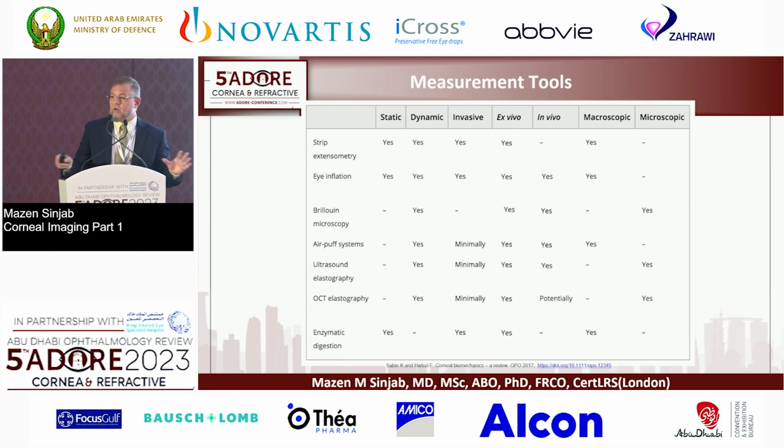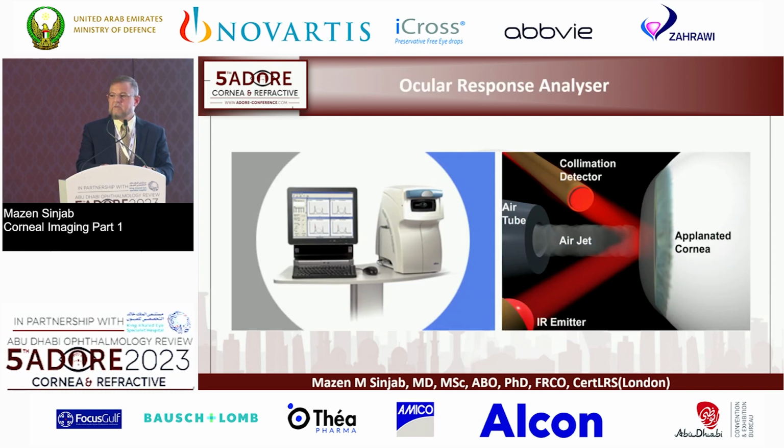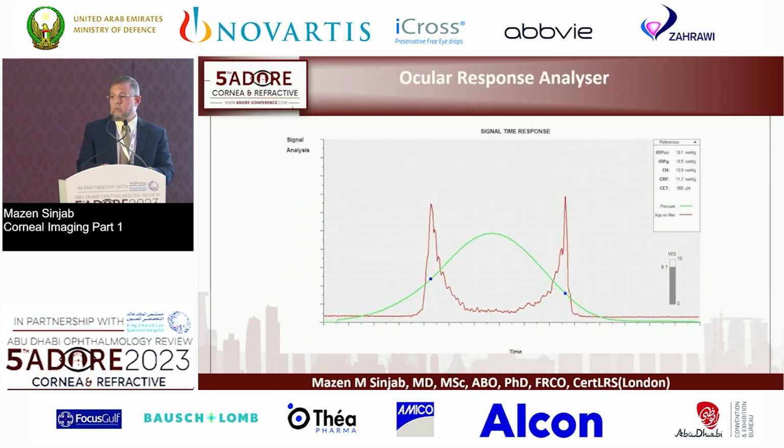Finally, corneal biomechanics. There are a lot of measurement tools, but most of them are experimental and still not clinical. The only 2 clinical tools are the ORA, the Ocular Response Analyzer, and the Corvis. Now, of course, the idea of the Corvis came from the ORA, which applanates the cornea and measures the deviation of light with the inward and backward movement of the cornea. And then it gives you a waveform and it gives you some parameters.